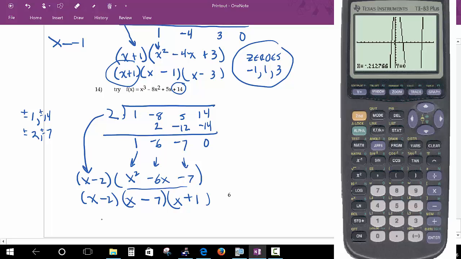So, what are the zeros? 2, 7, and -1. Just like the calculator told you, right? But the calculator helped you get started. That's what I want you to see. So that way you don't have to waste your time with trial and error.